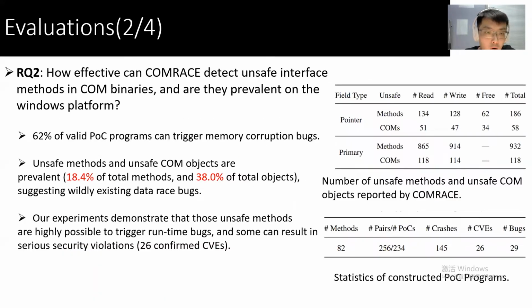Question 2. How effectively can COMRace detect unsafe interface methods in COM binaries, and are they prevalent on the Windows platform? As for our experiment results, 62% of the valid PoC programs can trigger memory corruption bugs. Unsafe methods and unsafe COM objects are prevalent: 18.4% of total methods and 38% of total objects, suggesting widely existing data race bugs. Our experiment demonstrates that those unsafe methods are highly likely to trigger runtime bugs, and some can result in serious security violations.